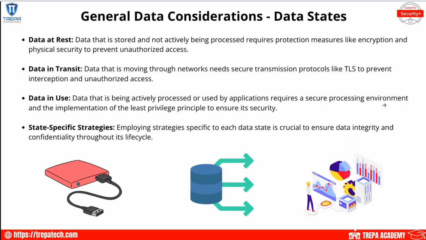Data at rest, we're going to do things like full disk encryption. Data in transit, we're going to implement things like TLS or IPsec. Data in use, we're going to have different memory protections like ASLR. I think it's address space layout randomization. We have NX and XN bits that can be configured to help us protect our data in memory.